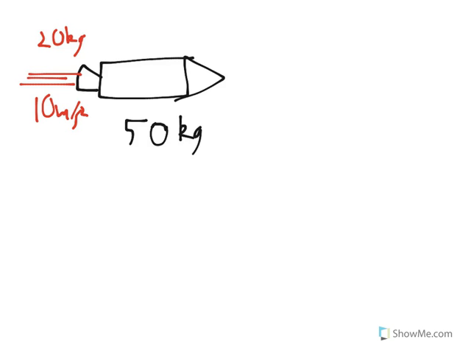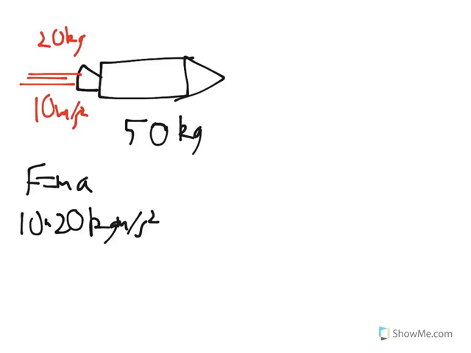So first, we have to figure out what the force being exerted on the fuel is. And we know that F equals ma. So here all we have to do is multiply together the mass and the acceleration. And we end up with 10 times 20, and that's kilograms meters per second squared. And kilograms meters per second squared is newtons, so that's 200 newtons.